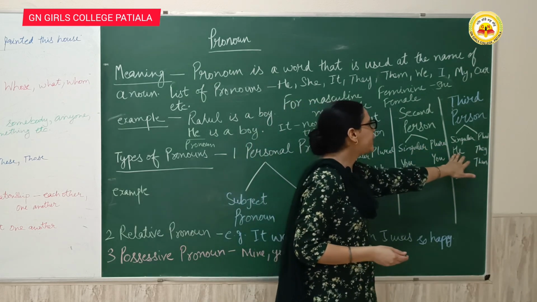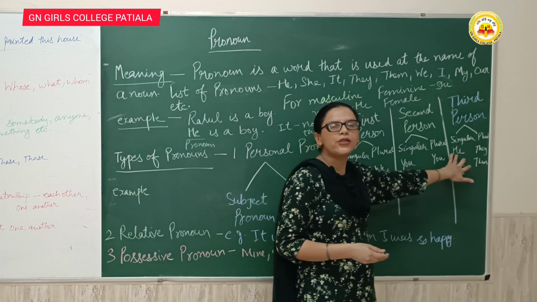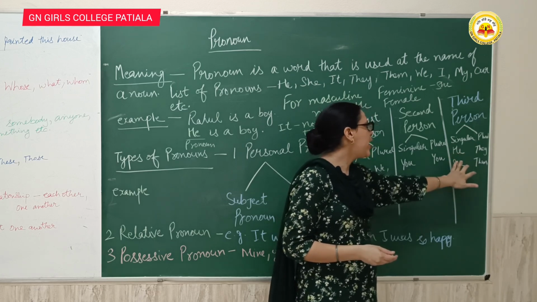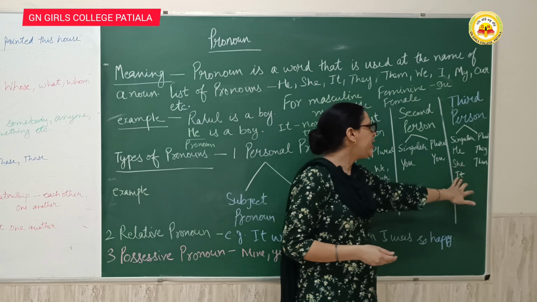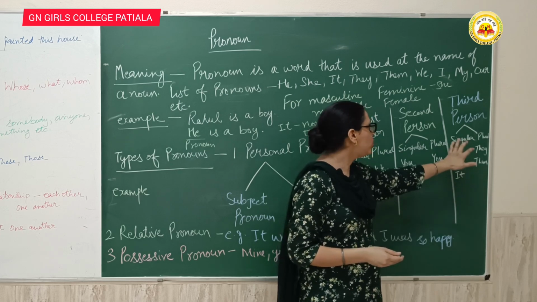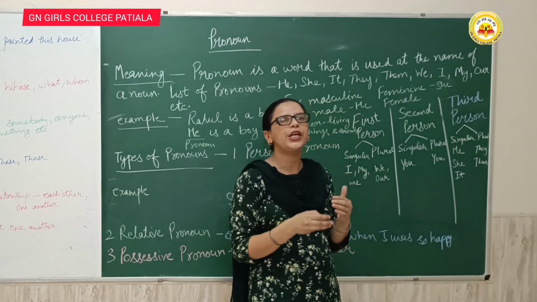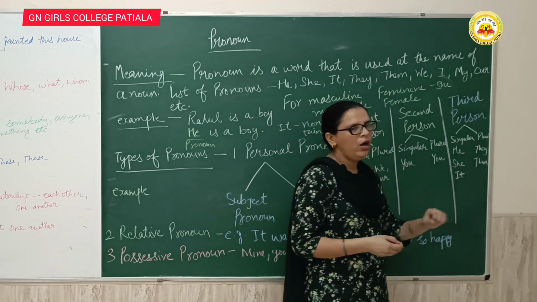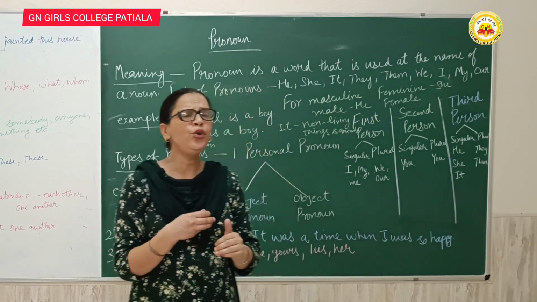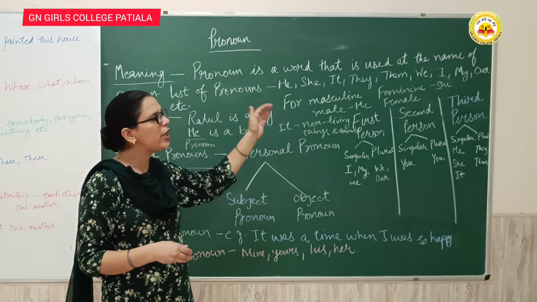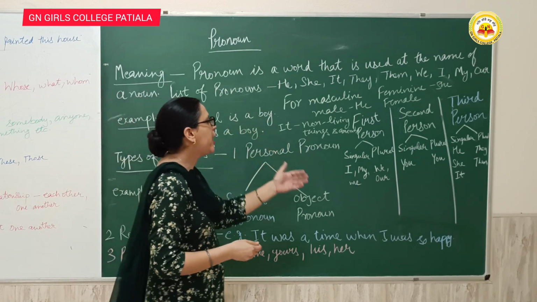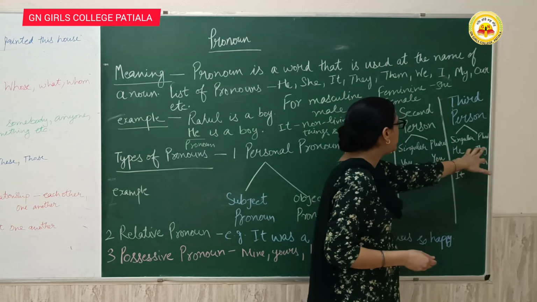When you dictate this thing to a masculine or feminine noun, then you use he for masculine, she for feminine, and it for the animal. So third person singular is he, she, it, and plural is they, them. When you are telling all the things to your family members or your friend group, they are plural.